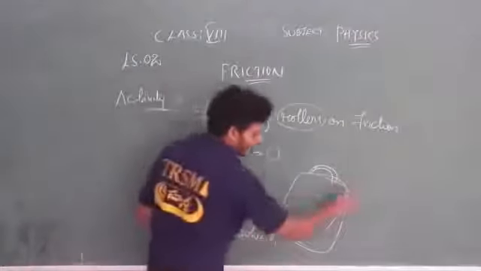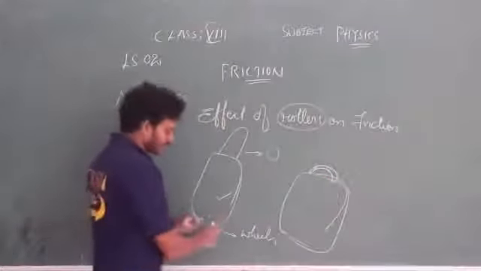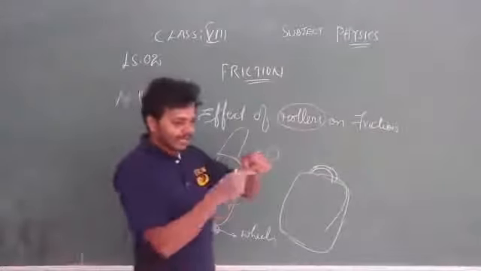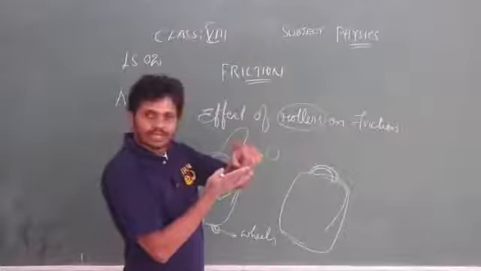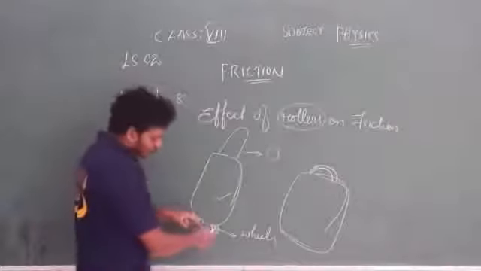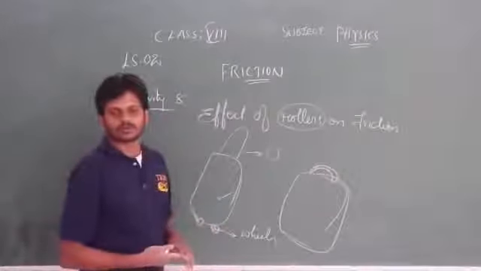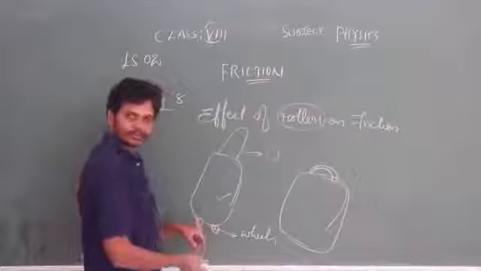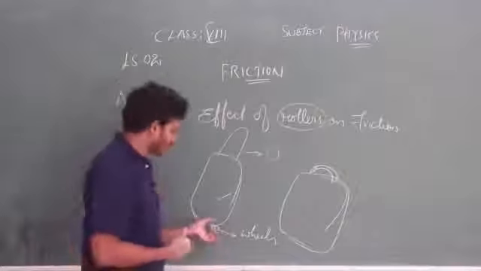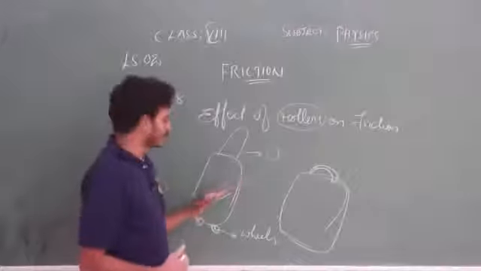Why? Because its contact area is high. Whereas for the wheels, contact area is less. The wheel touches the ground in a very small area. A small area of the wheel is in contact with the ground. If the area is small, the friction is reduced. If the friction is low, speed is high, it moves easily.